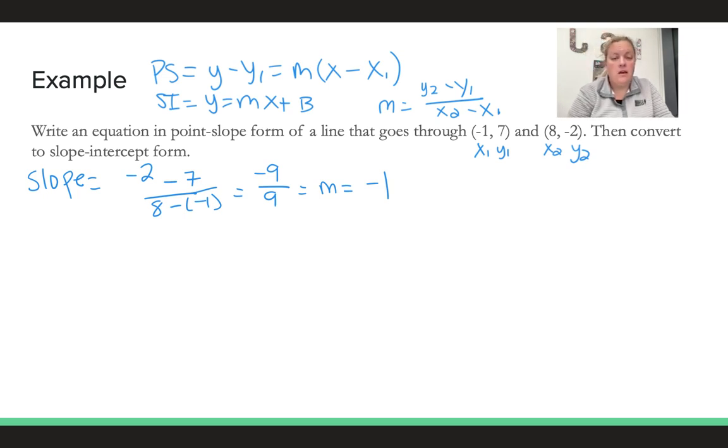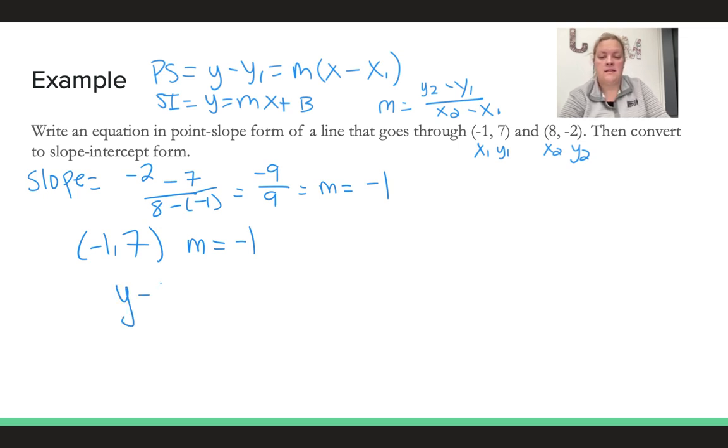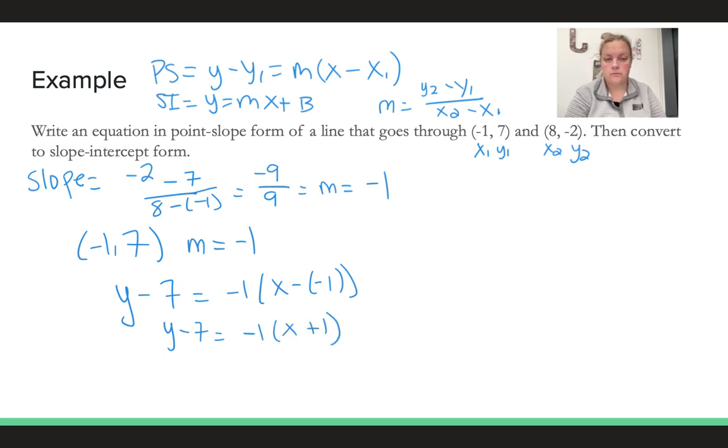From there, we pick a point, and you know what? To make things easier, I'm going to use the one that already has x1 and y1 on it. So the point that I'm using is -1, 7, and my slope is -1. So the first part of the question tells us to write an equation in point-slope form. So y minus 7 equals -1 times x minus a -1. So y minus 7 equals -1, and I'm going to simplify this into +1.